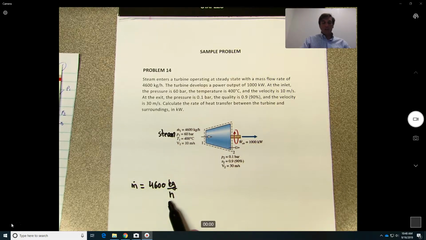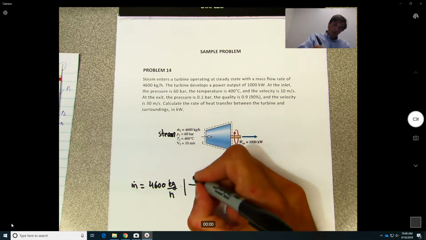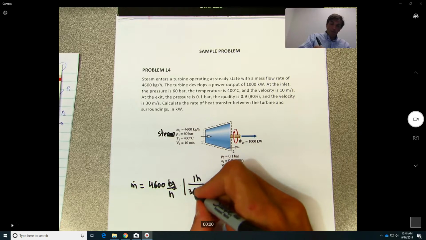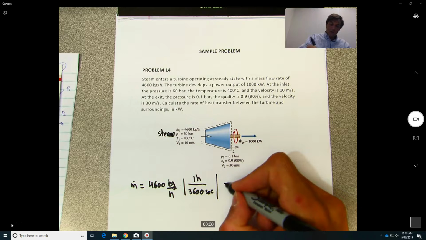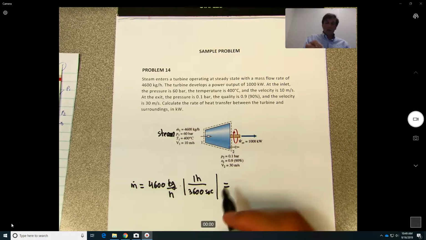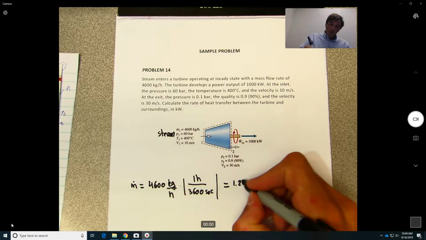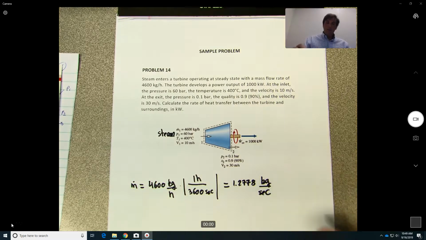Okay, generally the units of time should be seconds, so this should be what? 1 hour is 3,600 seconds. So basically this will be equal to 4,600 divided by 3,600, which is about 1.2778 kilograms per second. All right.